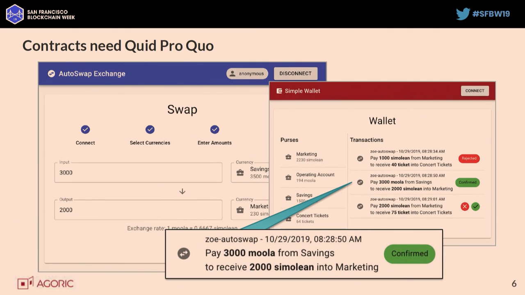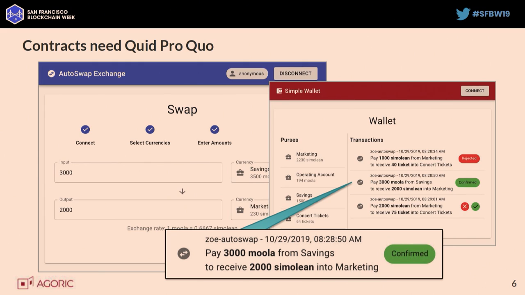So what do we want to see instead? Let's take our simple wallet example. On the left is our Uniswap equivalent where, I don't know if you can see it, but that's trading not just moolah for simoleons, but moolah out of my savings account to get simoleons and put it into my marketing operations account. And what that turns into is not send some money to a random number. It turns into an expression of the actual multi-party interaction that I want, right?